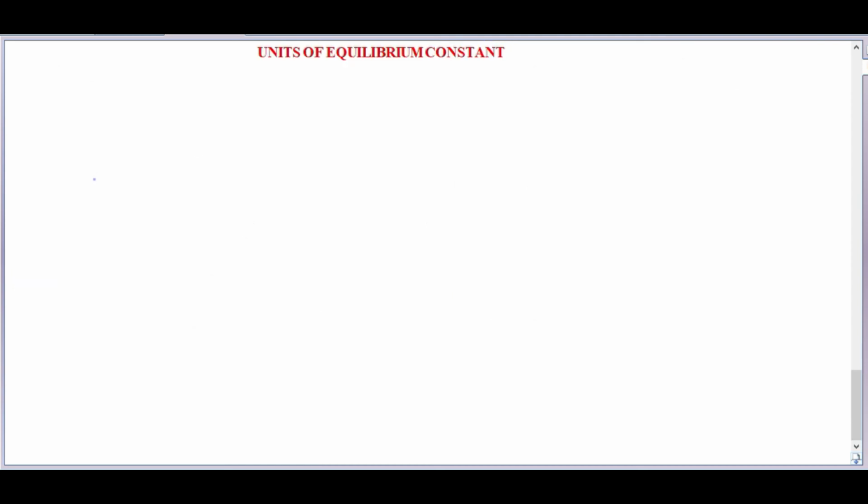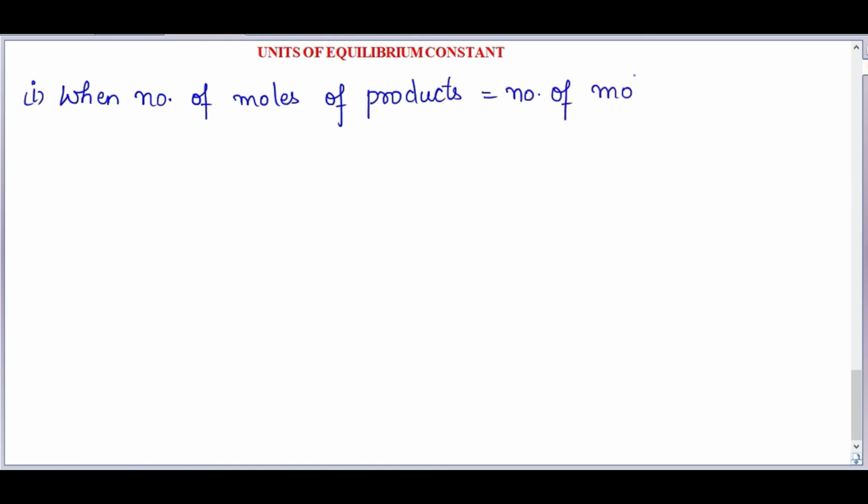Now let's find the units of equilibrium constant. Okay, you can find the units of equilibrium constant on the basis of two conditions. First, if number of moles of products is equal to number of moles of reactants. So you just write, when number of moles of product equal to number of moles of reactants, right? In that case, let's take an example.